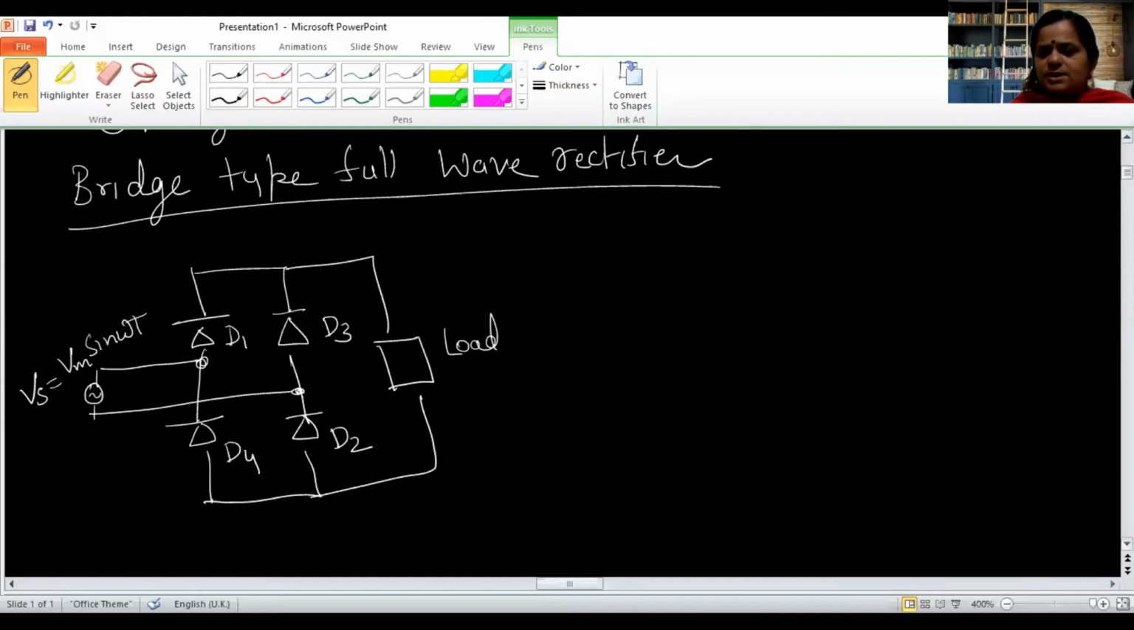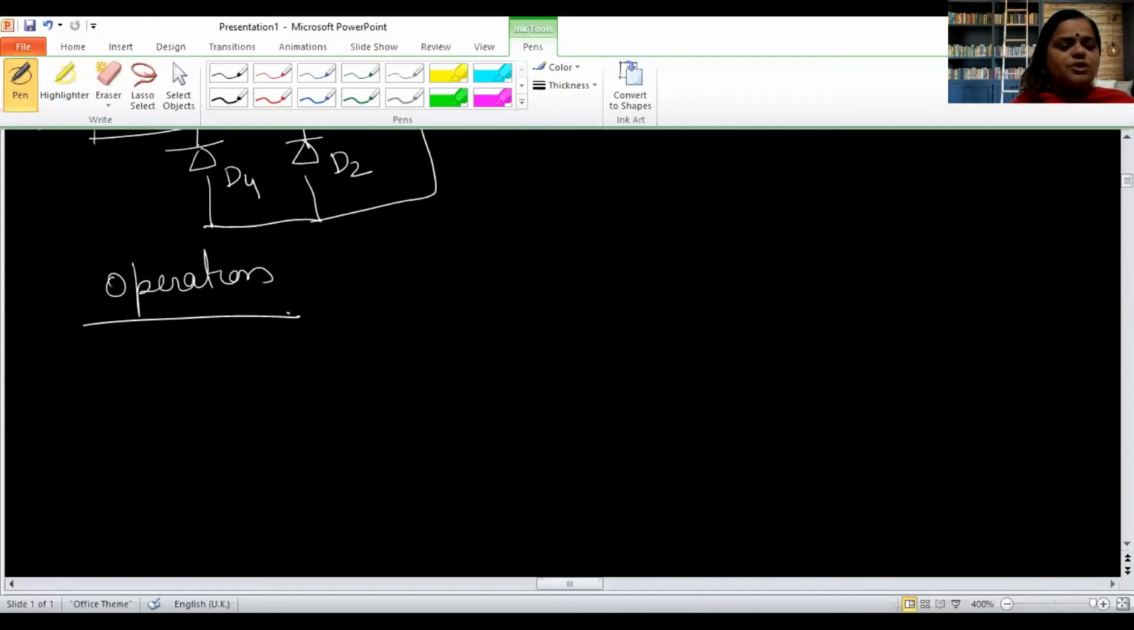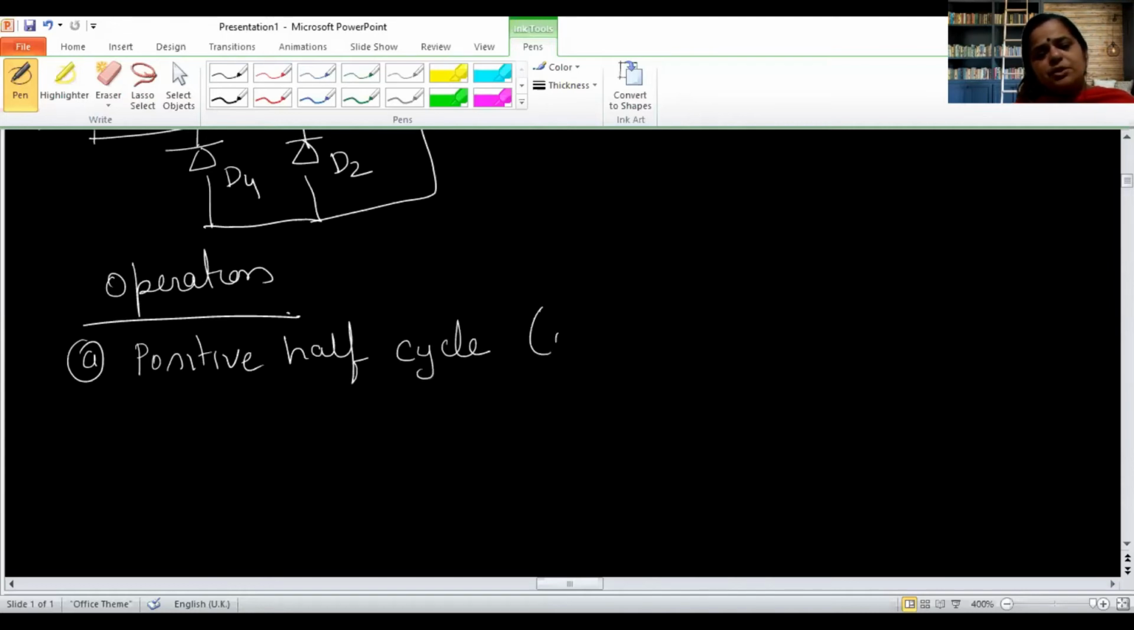Now the next thing is its operation. When we talk about its operation, we can represent the complete operation in two halves. First, its operation in the positive half cycle. As we know, the AC supply is alternating in nature. For a half cycle it is positive, and for a half cycle it is negative. From 0 to pi it is the positive cycle, and from pi to 2 pi it is the negative cycle. So let us redraw its circuit diagram.